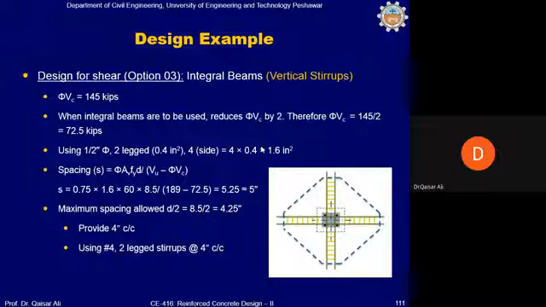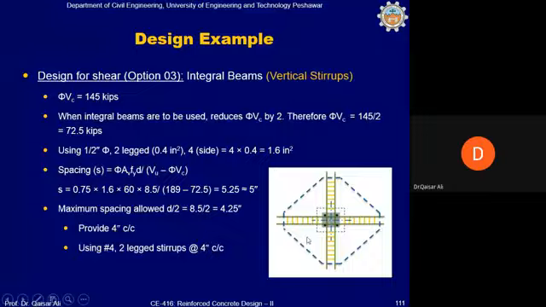For a number 4 bar, the area of steel is 0.2 square inch. 0.2 multiplied by 8 is 1.6 square inch. The spacing will be calculated: phi Av fy d divided by Vu minus phi Vc. Phi is 0.75, Av is 1.6, fy is 60, d is 8.5, Vu is 189, and phi Vc is 72.5 when it is divided by 2. So this gives us a spacing of 5 inch. The maximum spacing allowed as per code is d by 2, so it is 4.25 inch. We will provide these stirrups at the rate of 4 inch center to center, and using number 4 two-leg vertical stirrups at the rate of 4 inch center will be enough.